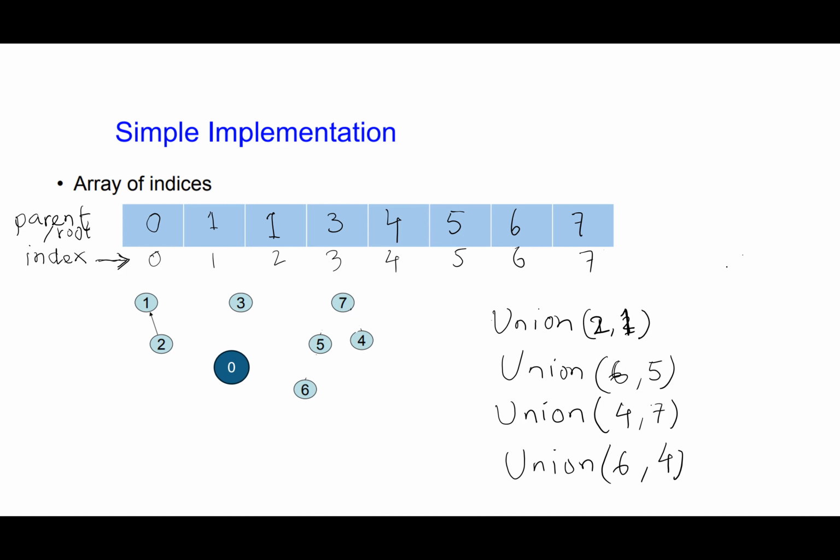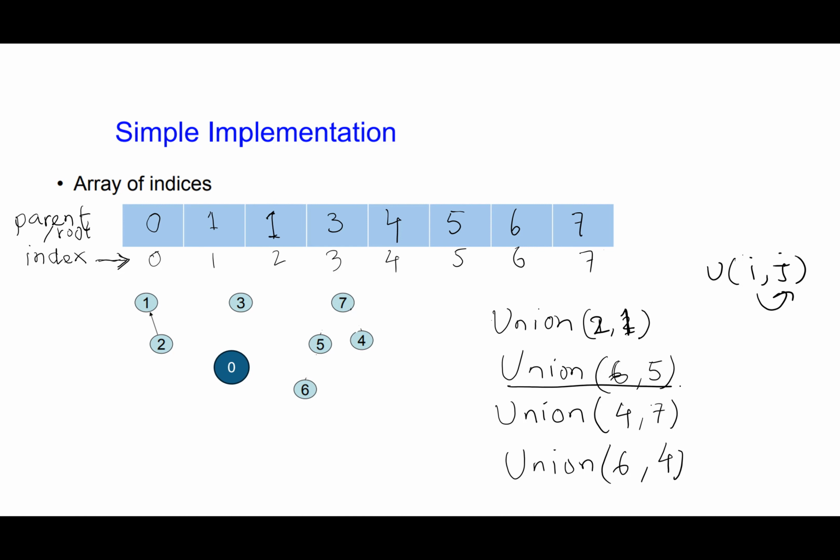Okay, so union of i, j creates a link from i to j. So we did union of 2, 1. That actually created this link, right? So now the root becomes 1, that is fine.